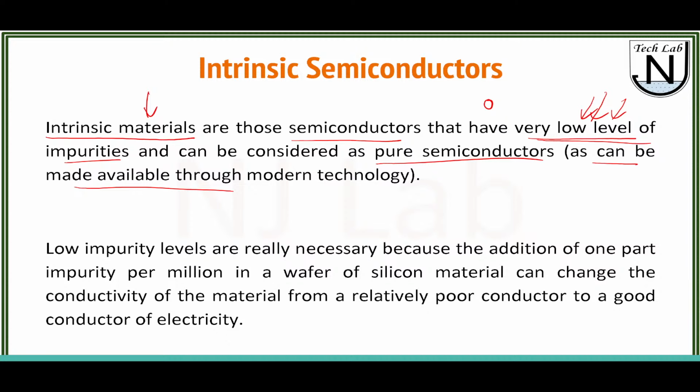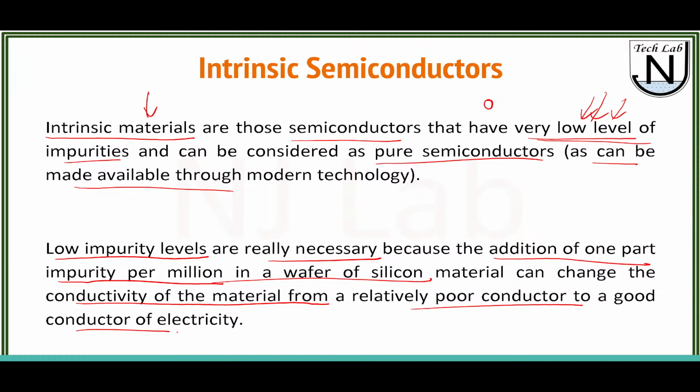Now why are we talking about low impurity or zero impurity? The reason is that the low impurity level is really necessary. Why? Because the addition of one part of impurity per million in a silicon material can change the conductivity of the material from a poor conductor to a good conductor. What it means is that first of all, we need to make the semiconductor material pure, free of impurity; zero impurity is required.